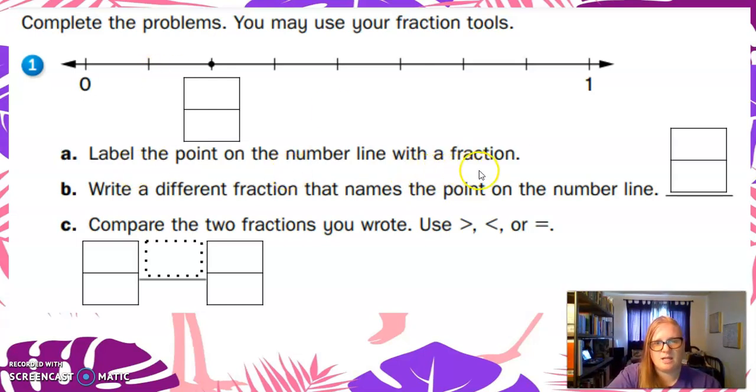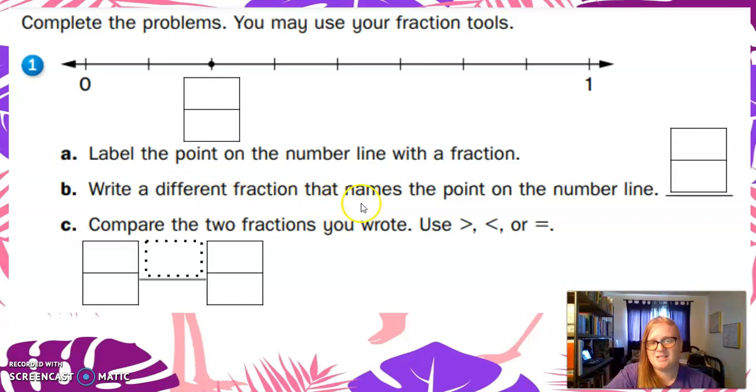Label the point on the number line with a fraction. So first thing I need to do is figure out how this is divided into parts, so that way I know what my denominator is. So it takes 1, 2, 3, 4, 5, 6, 7, 8 to get to 1. So that means that this denominator must be an 8. Then how many over does it go? 1, 2. So that must be, okay.